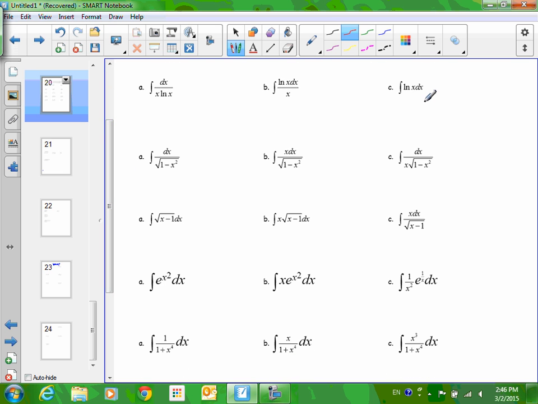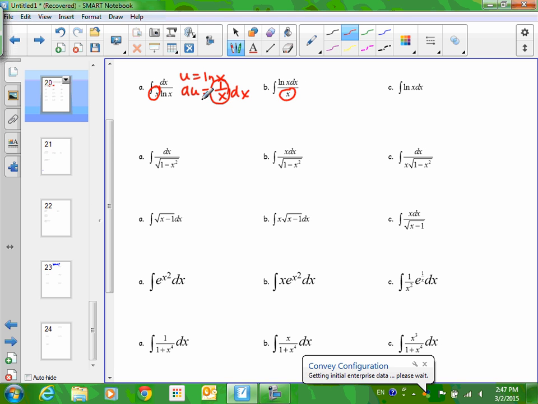So out of these three, it is possible that they all can be integrated, that none of them can be, or any combination. But I am going to tell you that on all three of these, you need to let u equal natural log x. Okay, so then what would du equal? 1 over x dx. So in my problem, I should have an x where? In the denominator.